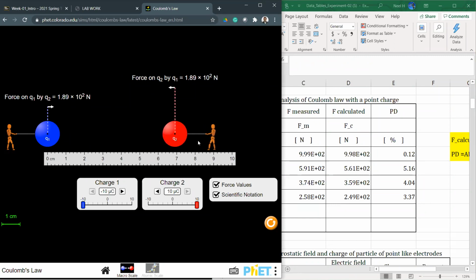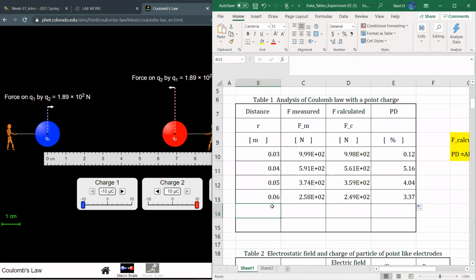Next one. Professor. Yeah, what's up? I'm doing the exact same thing as you with the simulation. Is it okay if I have the same numbers since I'm basically just following along with what you're doing? Oh, yeah, that's okay. Okay, thank you.